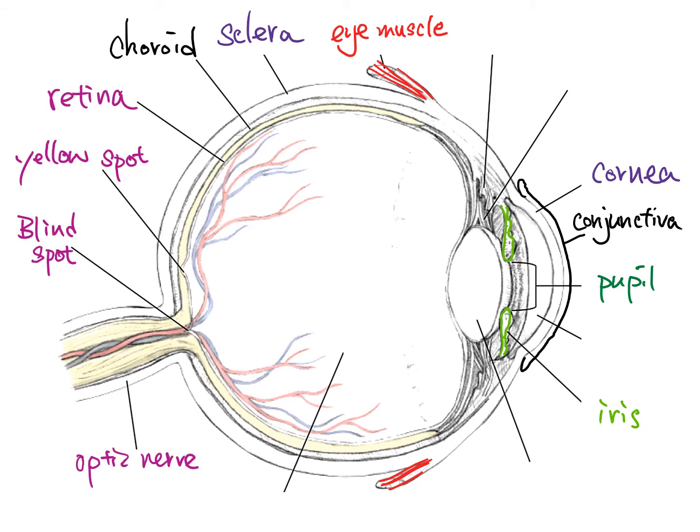In the innermost layer, you have the retina, 視網膜. At the back, at the center of the retina, you have the yellow spot, which is concentrated with cone cells. There is also a blind spot at the exit of the optic nerve. The blind spot contains no photoreceptors.